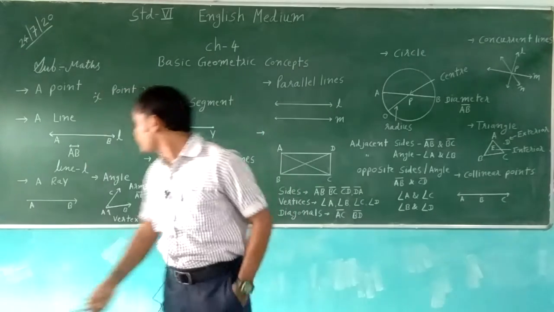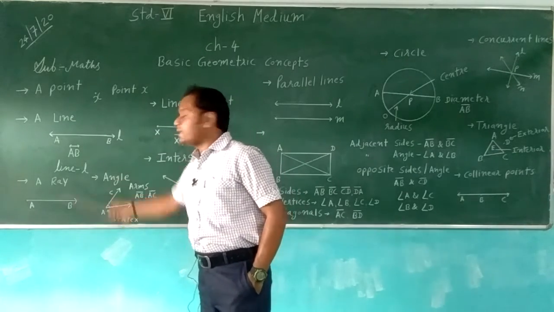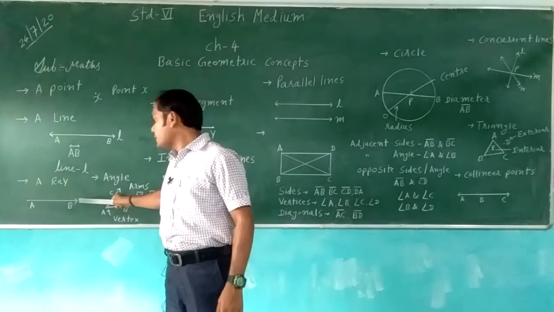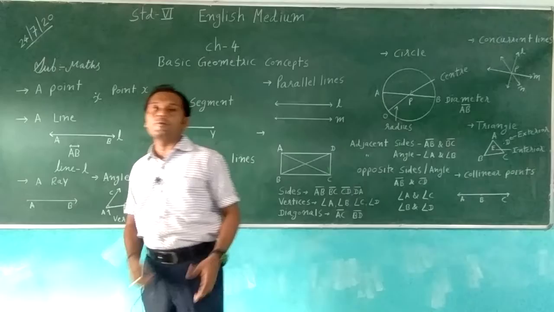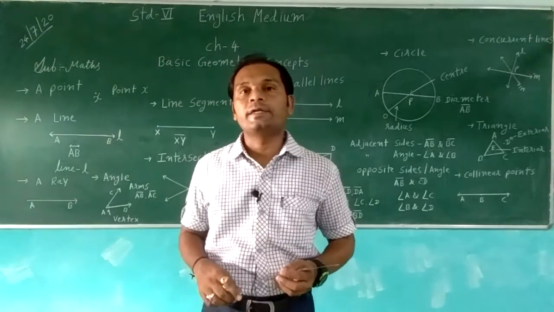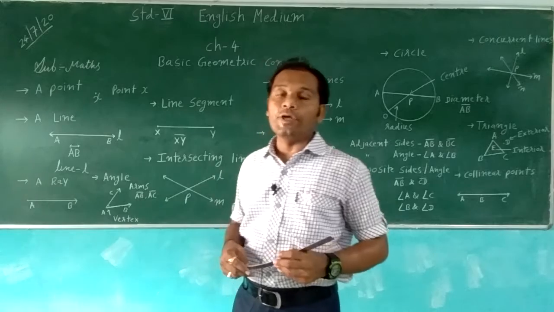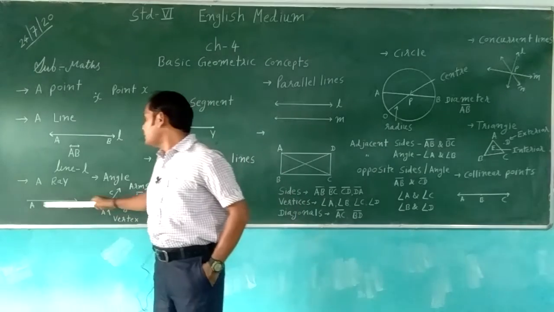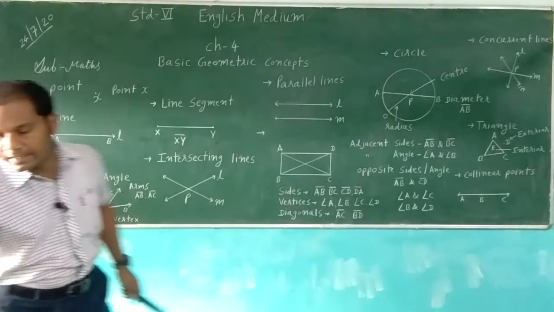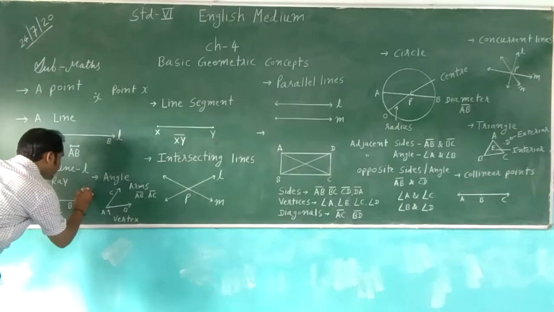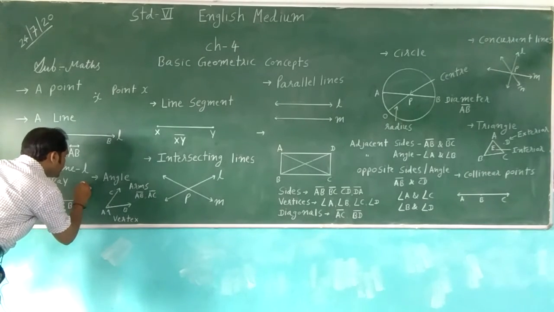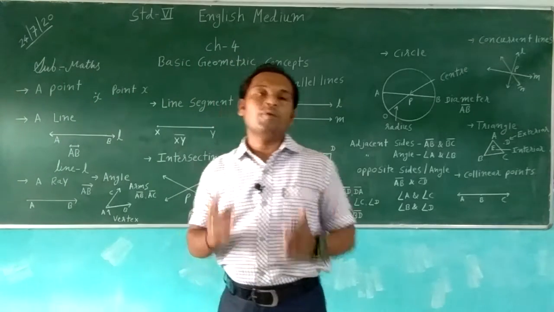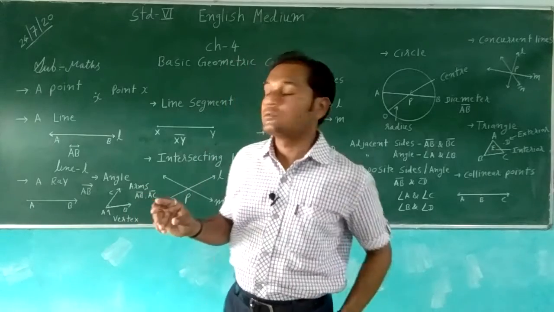Next thing is a ray. A ray is moving in one direction and there is one end point. So a ray has one end point and it moves on one side like an arrow. It is read as ray AB. We can write the symbol like this, ray AB. A ray has one end point and continues on one side.